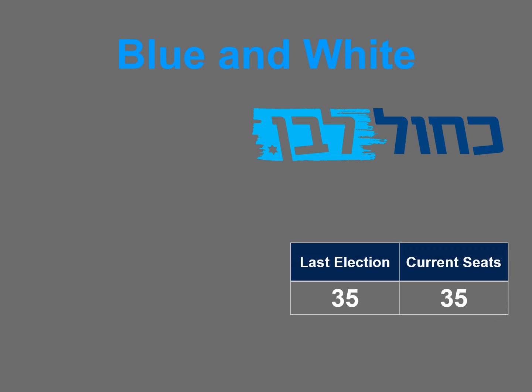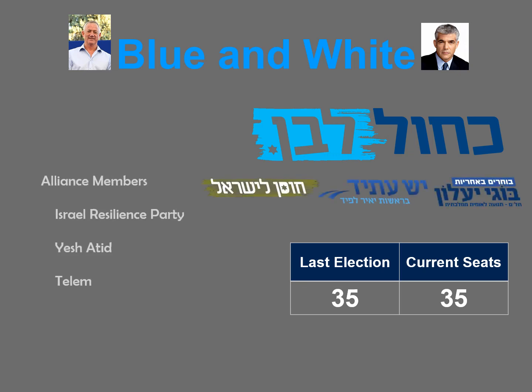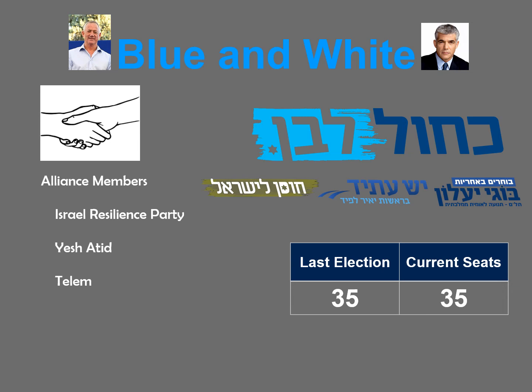Blue and White is currently Israel's second-largest party, with 35 seats. It is led jointly by Benny Gantz and Yair Lapid. It is actually an alliance of three parties who decided to run together. These are Israel Resilience, Yesh Atid, and Telem. Blue and White wants to re-enter negotiations with the Palestinian Authority to reach a peace agreement.